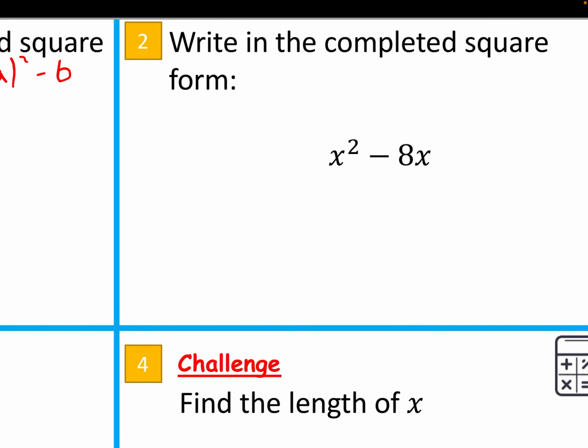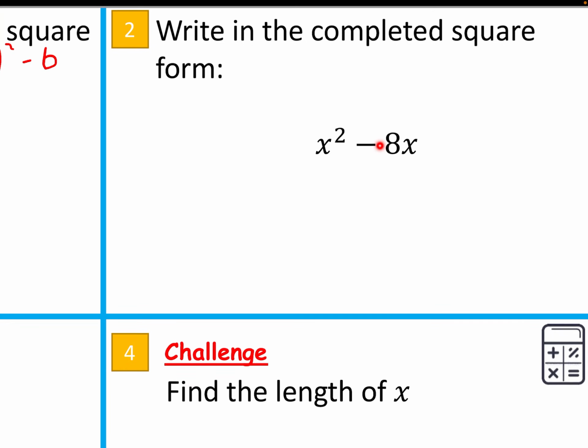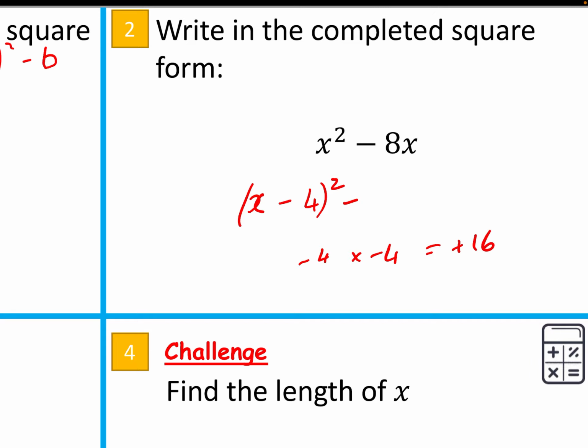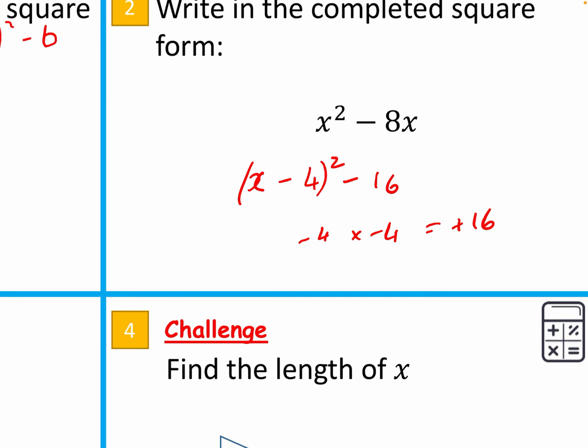For question 2, it's very similar. This time we have a different number, and half of 8 is 4, but the thing you need to note is that actually it's half of negative 8, so it's going to be negative 4. In my brackets, I put negative 4 with that x and square it. I then subtract this number squared. Negative 4 times negative 4 is going to give me positive 16, so I'm subtracting that number there.